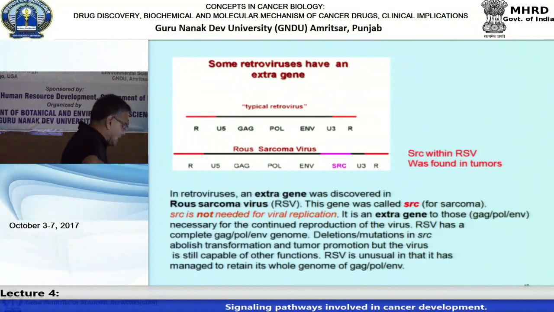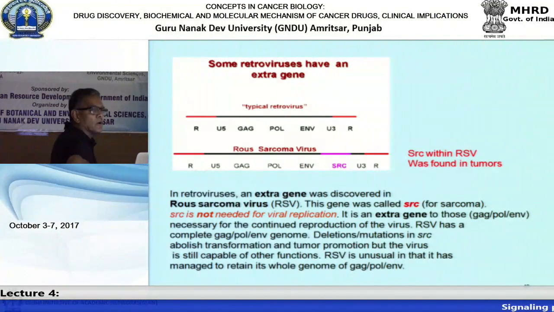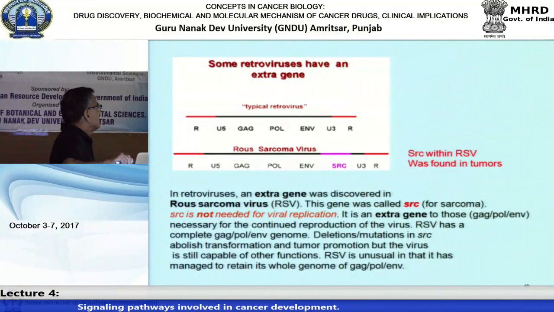This whole concept came from Rous sarcoma virus. There's a huge background on Rous sarcoma virus because that was causing tumors in animals. What they have is a sequence called SRC. Now this SRC is an extra gene, which is not required in a virus by itself.